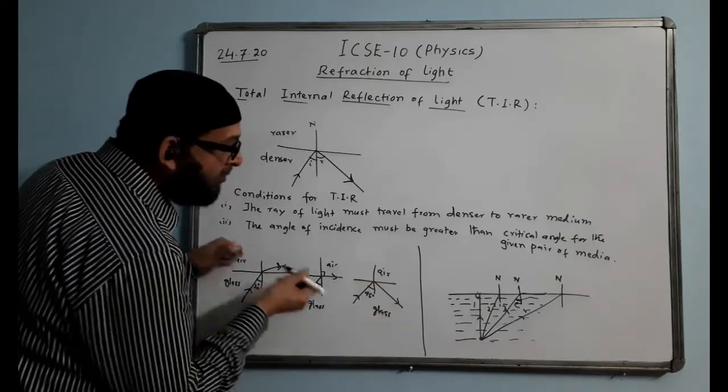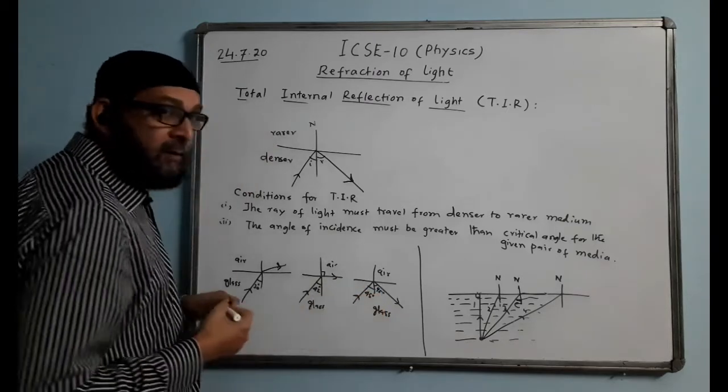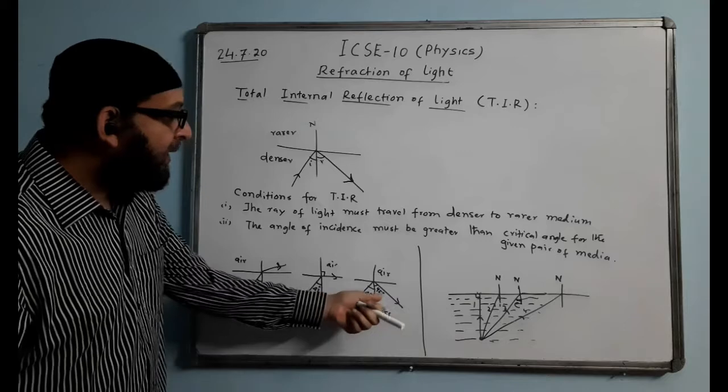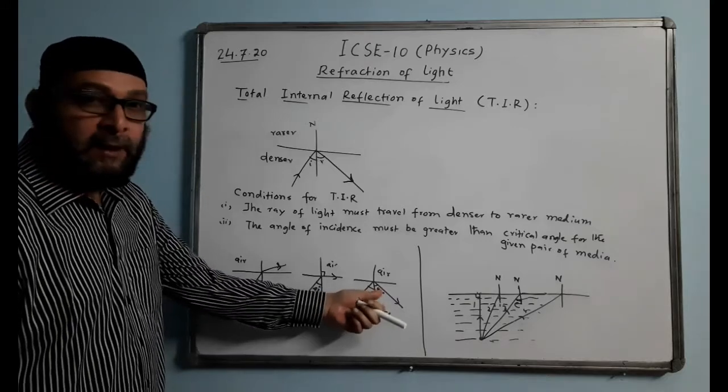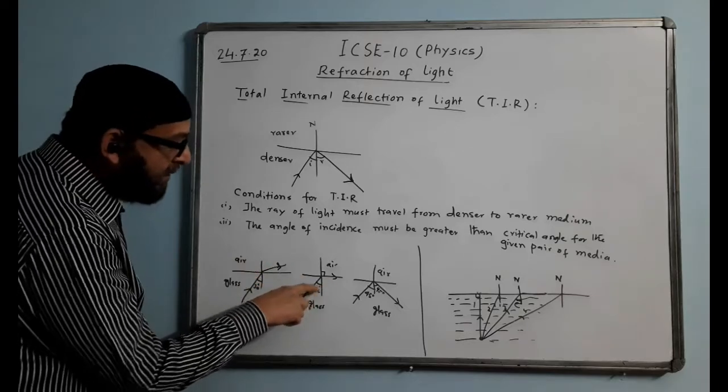So at that time these two angles will be equal. This is 45, this will also be 45 degrees, same angle. In reflection, the angles are the same. Here is the phenomenon of TIR taking place. Here is the phenomenon of refraction taking place. And this is the case of critical angle.